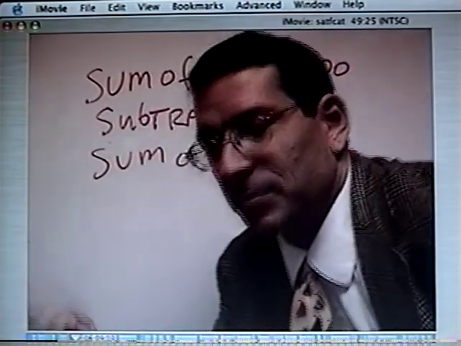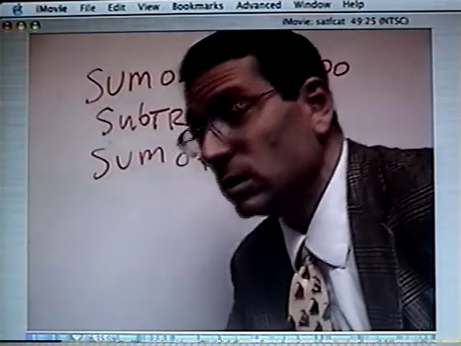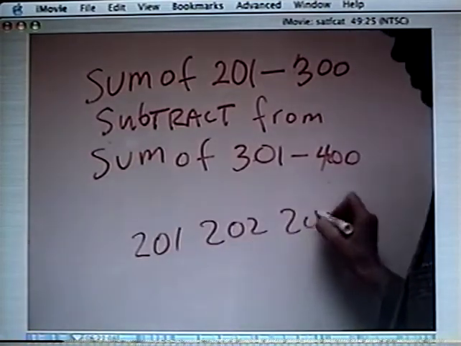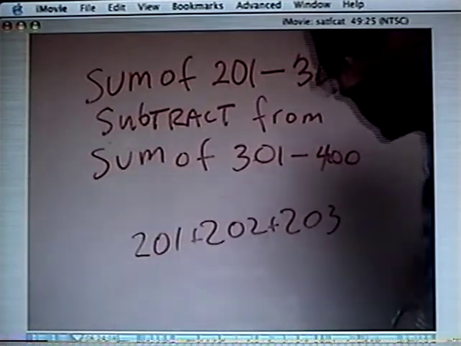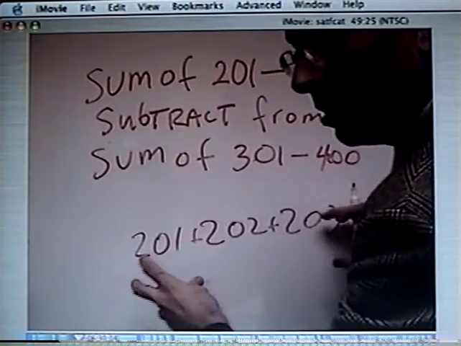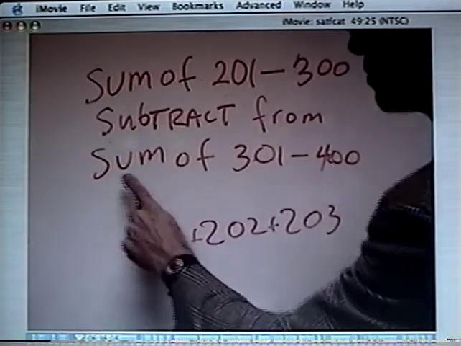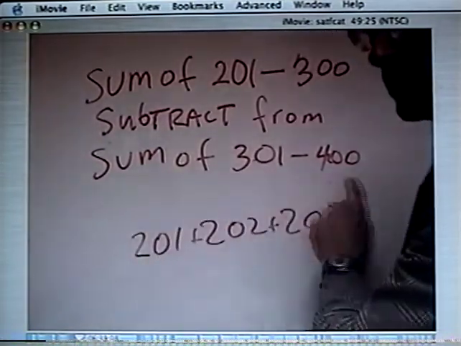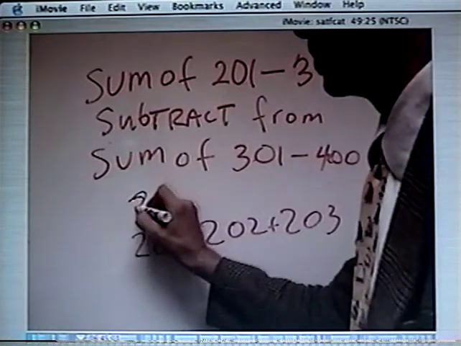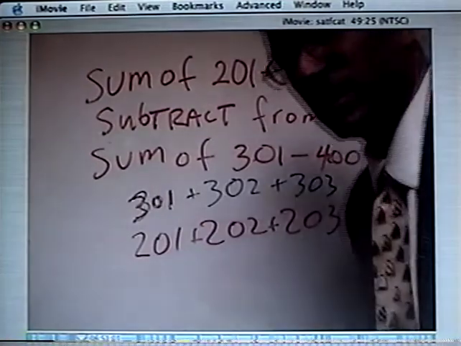Now, here's what they say. Take the sum of all the numbers from 201 to 300. We're talking 201, 202, 203, and we're adding all of those numbers up. We're going to subtract this amount. We're taking away this amount from the sum of 301 to 400. So that sum is, let's have a nice color, 301 plus 302 plus 303, right?